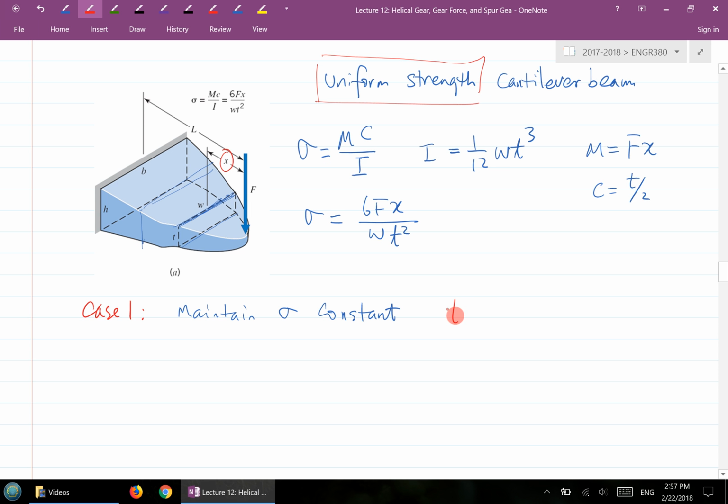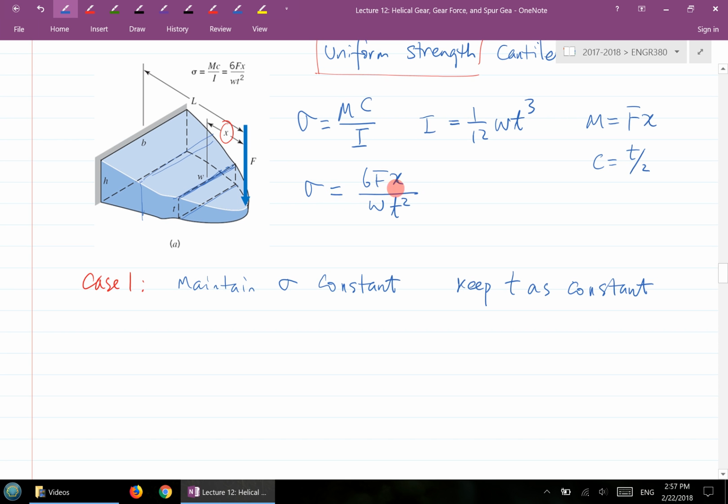Now, in order to do that, we can also keep this t as constant. So coming back to this equation, look at that. If you want sigma to be constant, and t is also a constant, that only leaves us with what now?